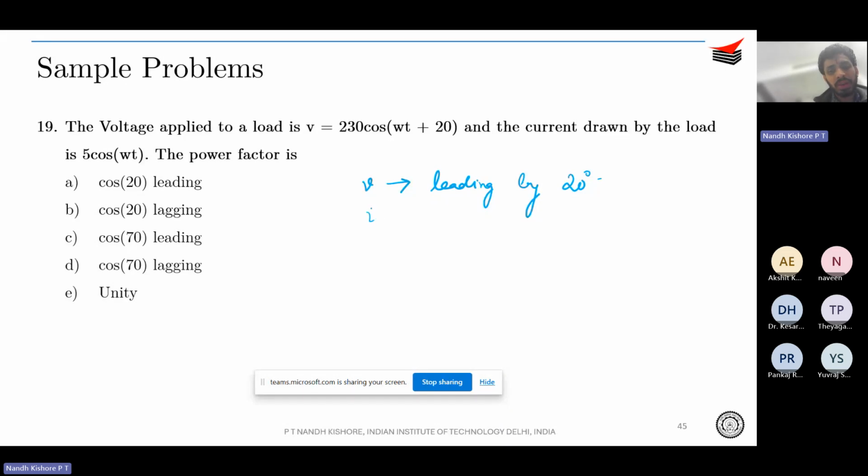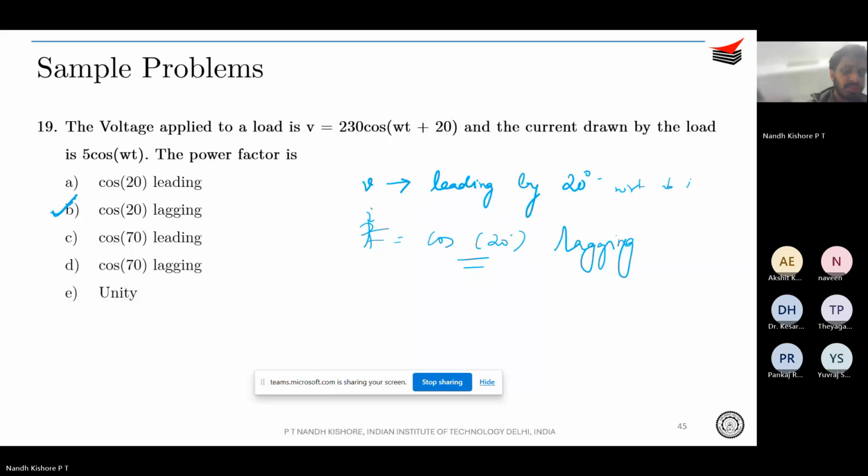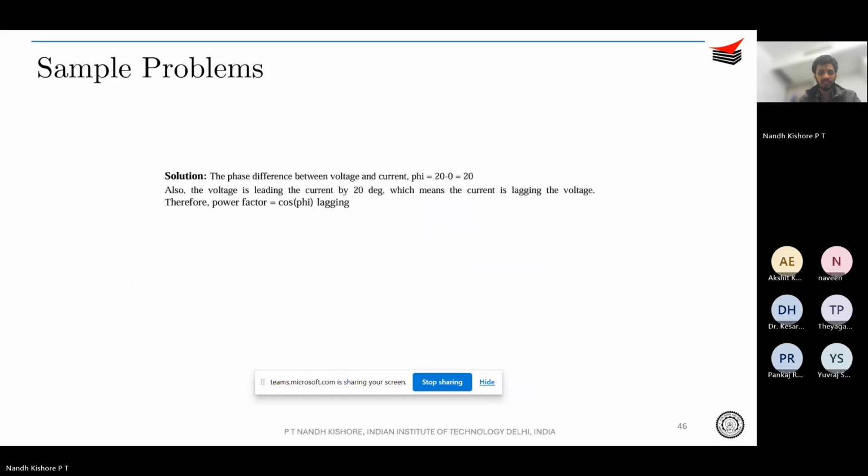Therefore, with respect to current, the power factor is what? Power factor is simply cos 20. And what about whether it is leading or lagging? Current is lagging, so your power factor is cos 20 lagging. Correct? That is the phase difference between both. So it is cos 20 lagging. Okay, cos phi is lagging.